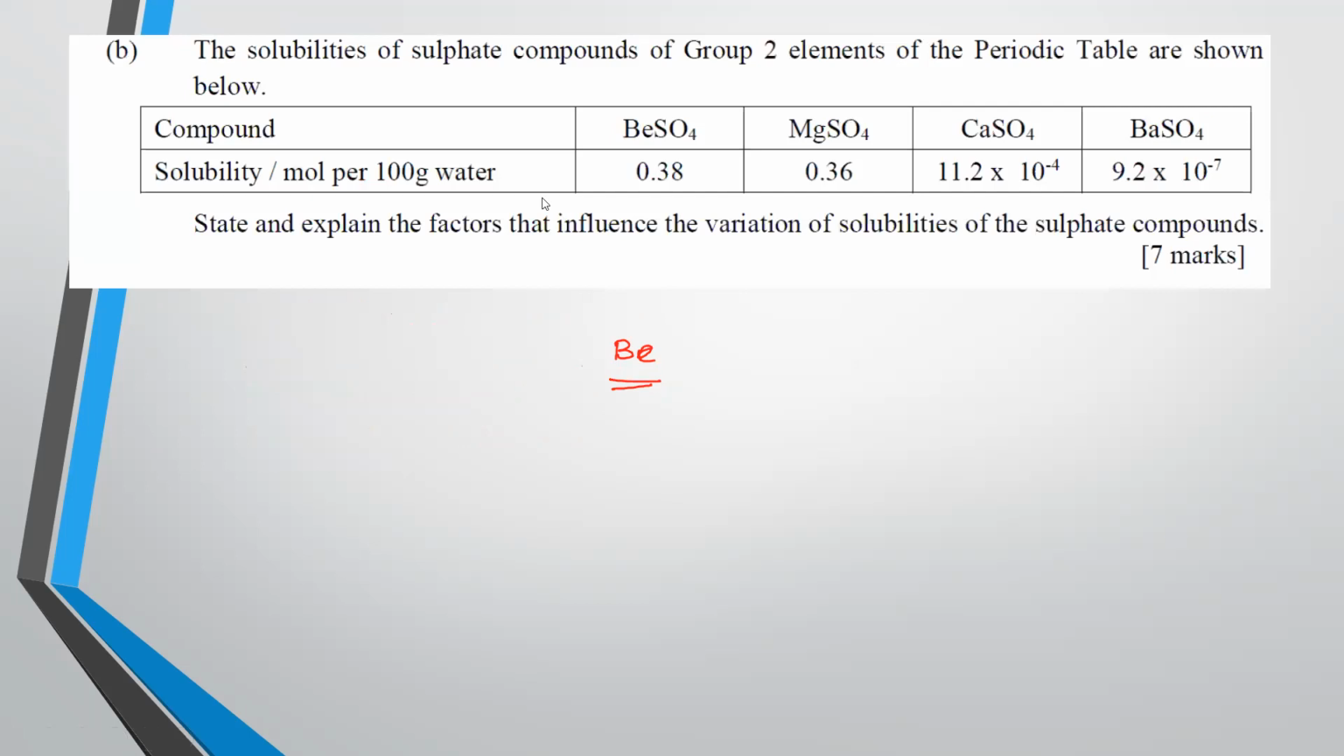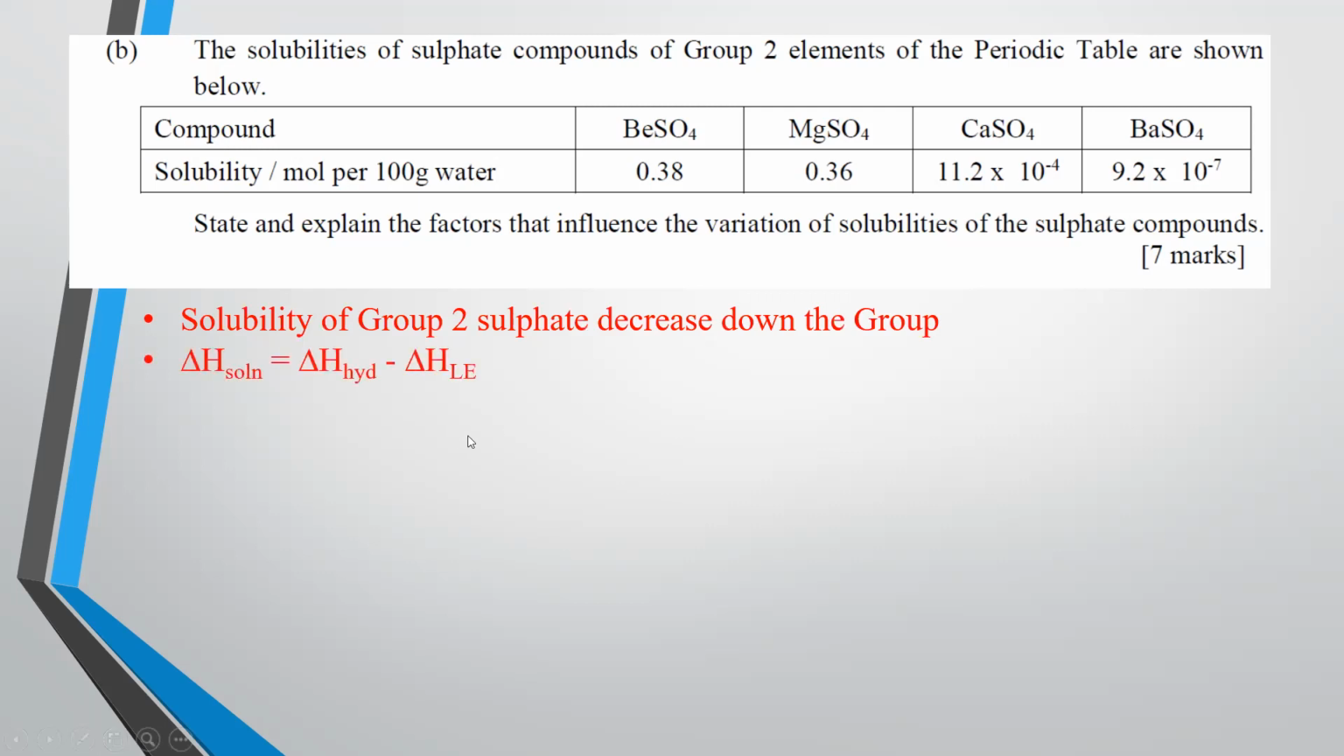Then 2B, solubility of the sulfate compounds of the group 2 elements in the periodic table are shown below. So these are the solubility in 100 grams of water. State and explain the factor that influences the variation of the solubility of the group 2 sulfate compounds. So in here, of course, you have to mention that the solubility of the group 2 sulfates decreases when going down the group. So you have to make use of the equation, enthalpy change of solution equals hydration energy minus the lattice energy. So the more negative the enthalpy change of solution, the more soluble the salt.